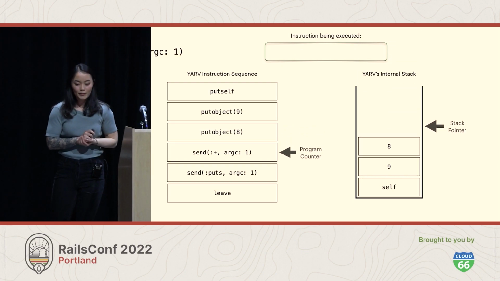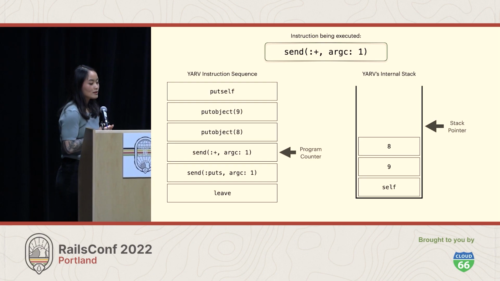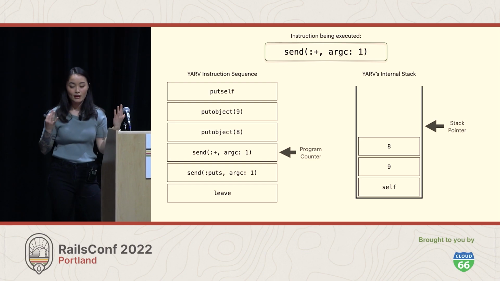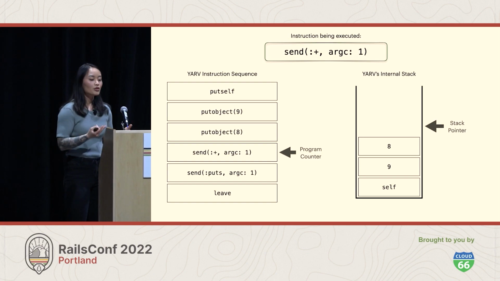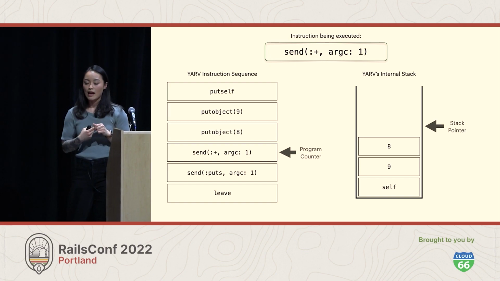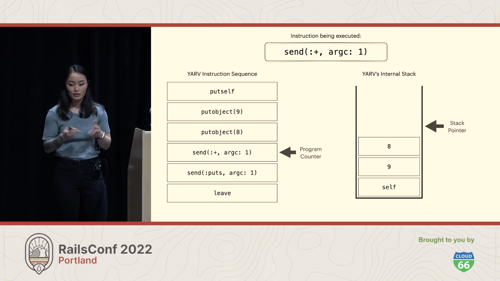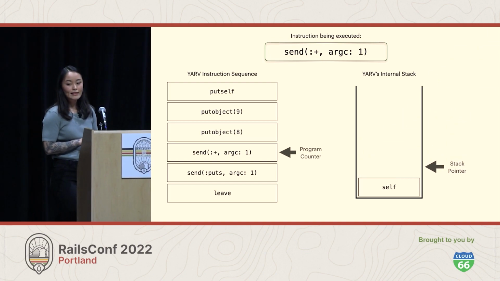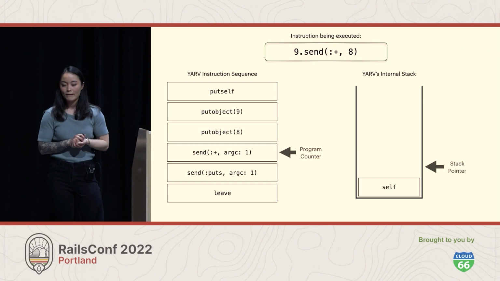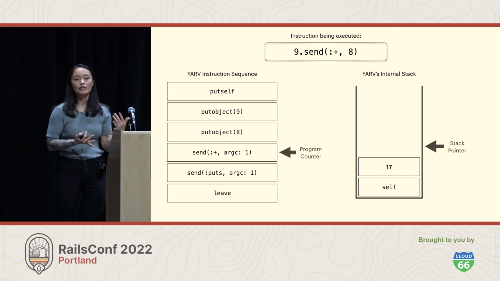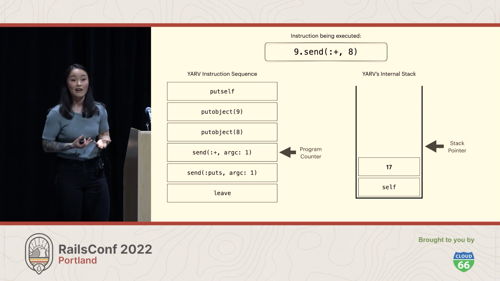And when we get to send, we know that the method we want to send is an add, or a plus, and the argc, or the argument count, is 1. In Ruby, we always have a receiver. So what we want to do now is pop 2 objects off the stack. One is the receiver, and one is the argument. So in this case, 1, so 2 in total. Pop 2 items, so that's 8 and 9. Then we execute it and push 17 back onto the stack. And that's what I mean when I say YARV uses this stack to manage the values.